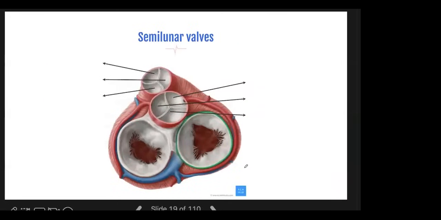Perfect. Okay. So now, the semilunar valves. This is essentially what we call the semilunar valves, the aortic and the pulmonary valve. Okay, so these are called AV valves, which is the mitral and the tricuspid valve. They're called AV valves because they're between the atria and the ventricles. And these are called semilunar valves.